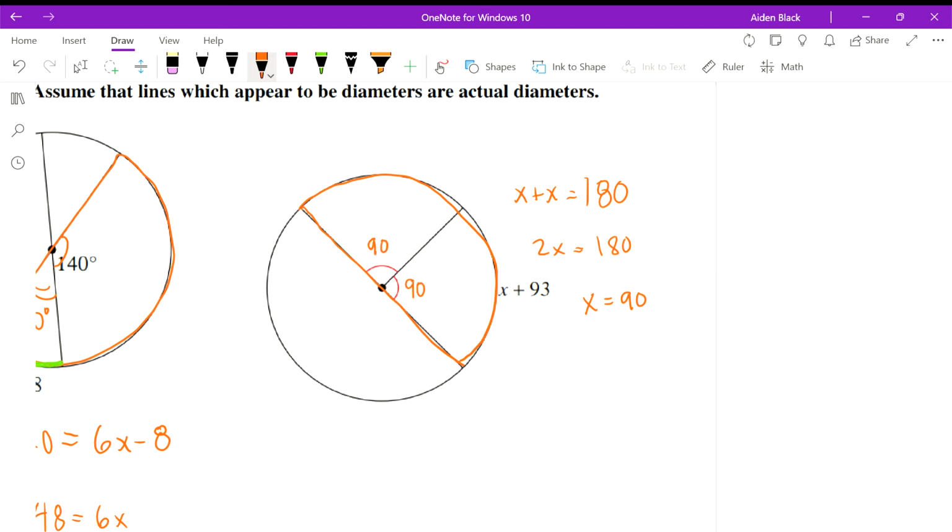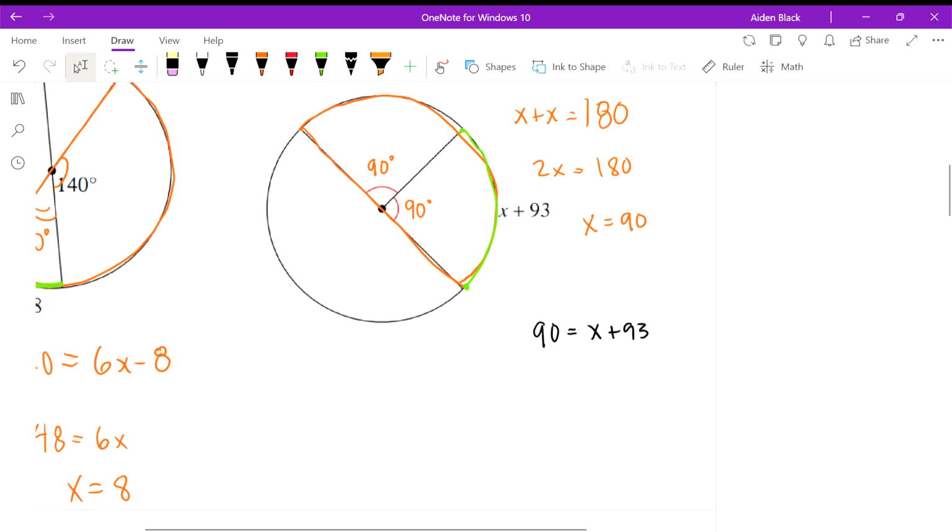So think about it. If the central angle is 90 degrees, and the arc, which should be the same, from here to here, says it's x plus 93, we know those two things are equal. So we can write 90 is equal to x plus 93. Therefore, x must equal, when you do the math, -3.